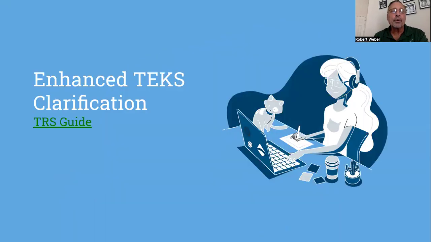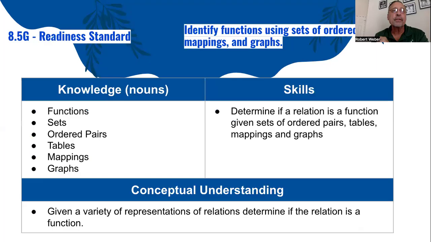Unpacking the TEKS, of course, you can rely on the TRS guide to help you in that process. But basically, 8.5G, identifying functions using sets of ordered pairs, tables, mappings, and graphs. So you have to recognize what functions are. The knowledge that students will need to take in are function sets, ordered pairs, tables, mappings, and graphs. Basically, they're determining if a relation is a function given a set of ordered pairs, tables, mappings, and graphs.